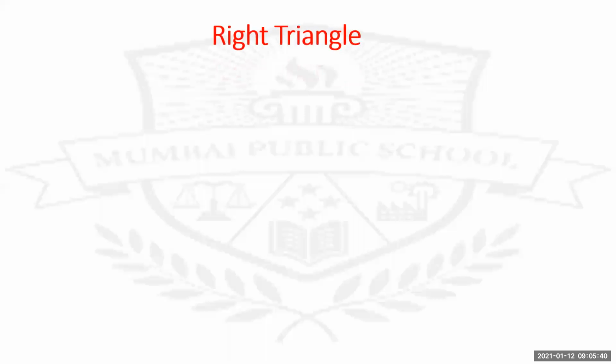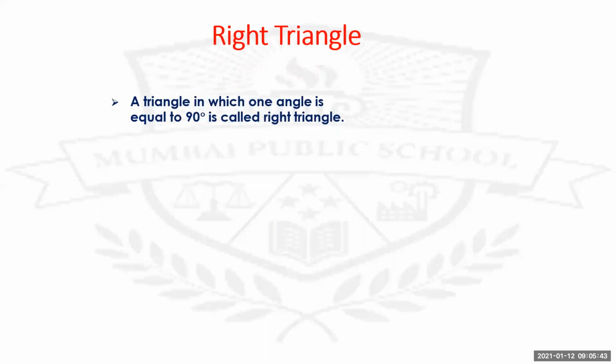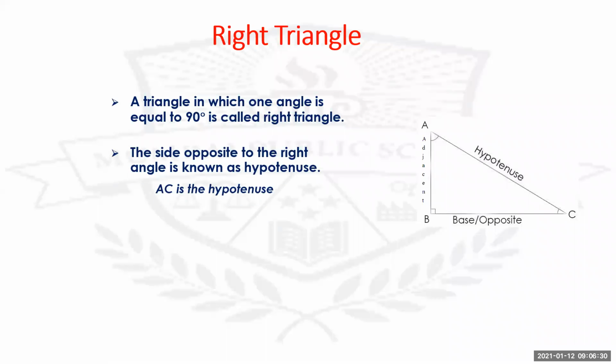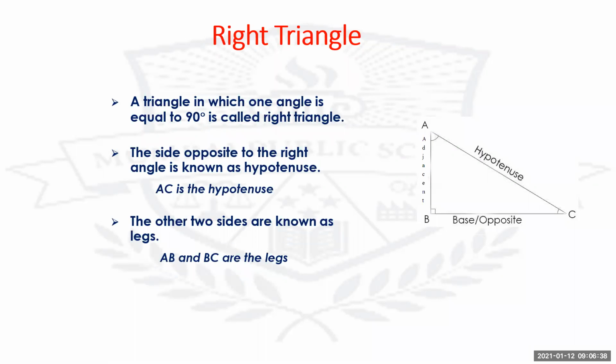Right triangle. Now basically, what is a right triangle? A triangle in which one angle is equal to 90 degrees is called a right triangle. Here, if you look, angle B is a right angle. The side opposite to the right angle is known as the hypotenuse. In this figure, AC is the hypotenuse. The other two sides are known as the legs. AB and BC are the legs of the triangle.